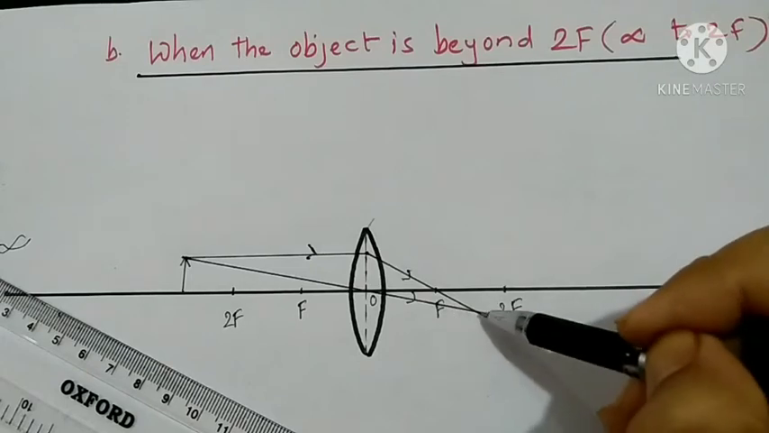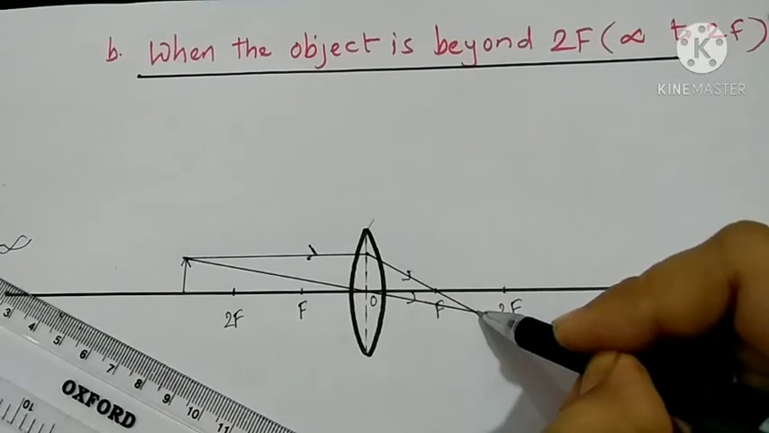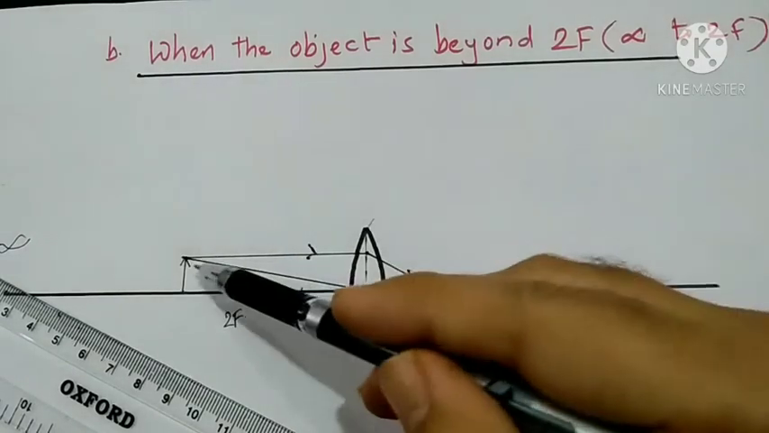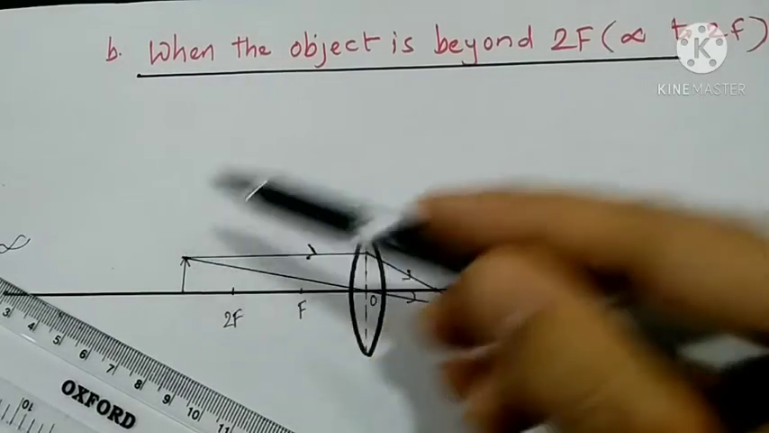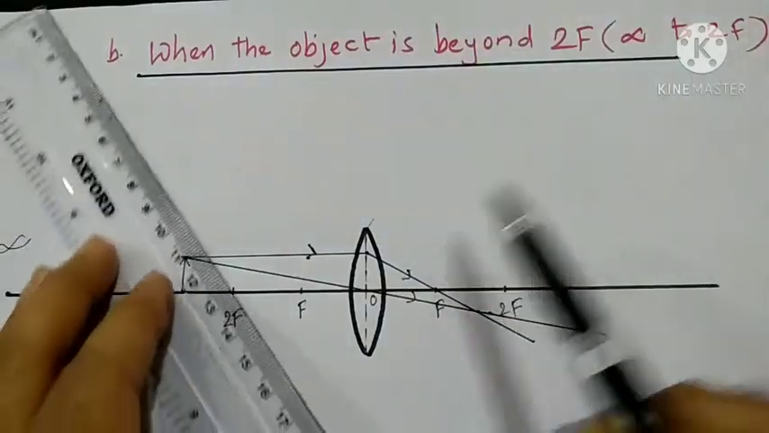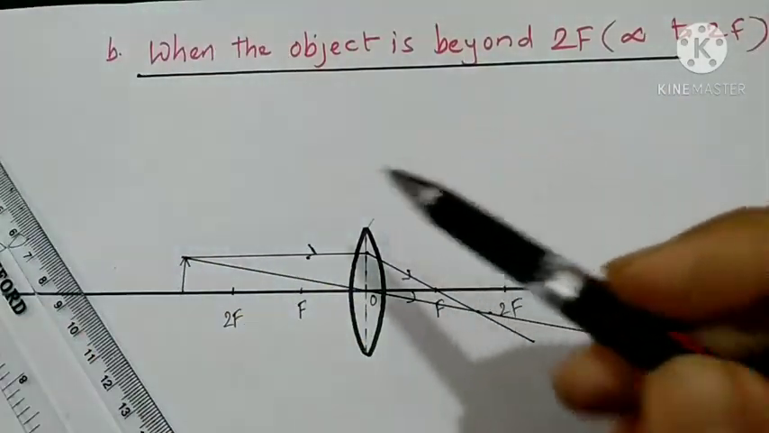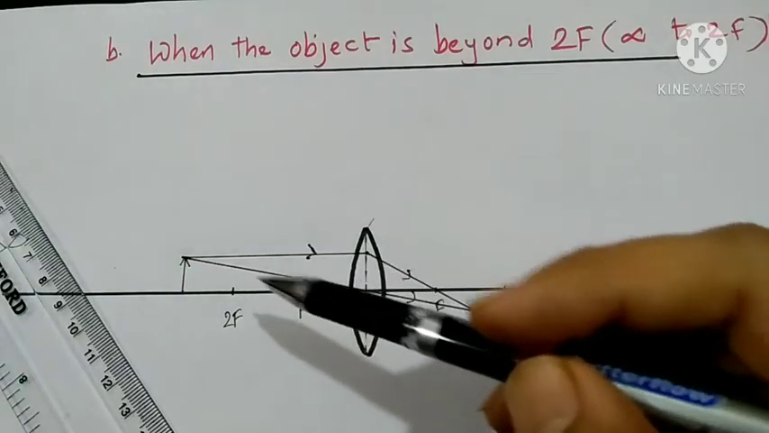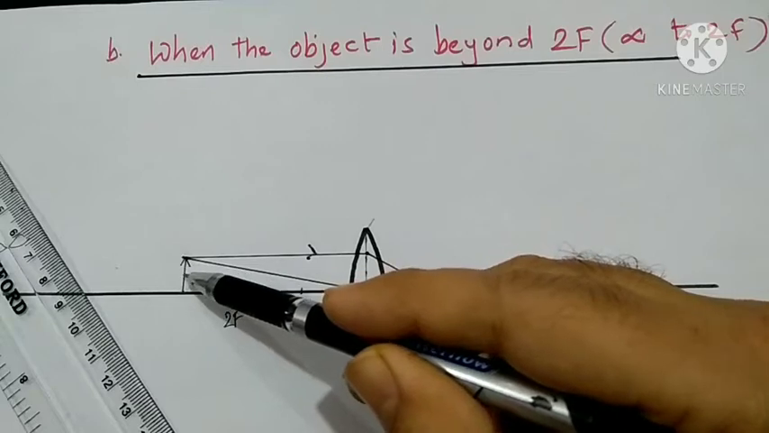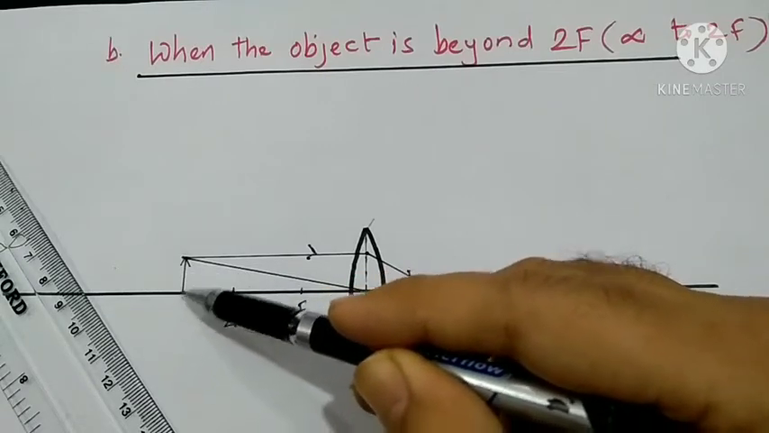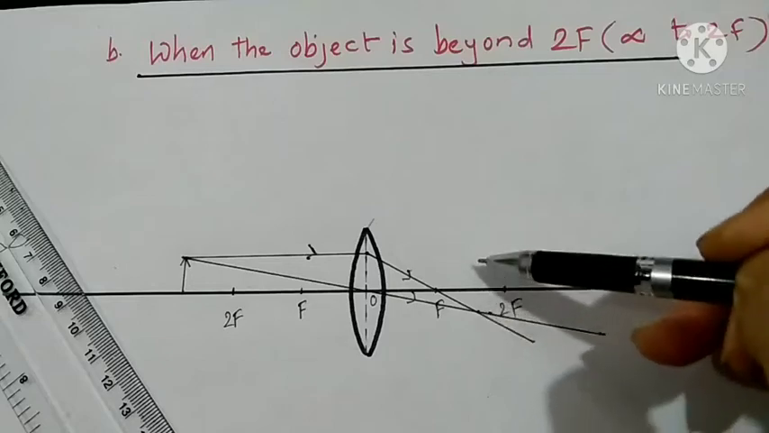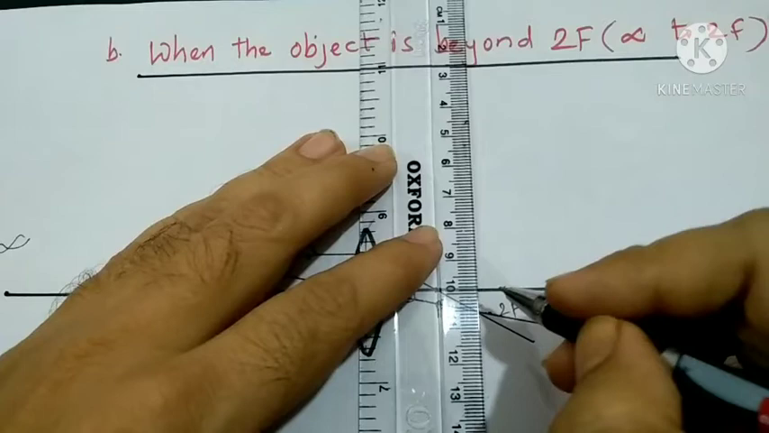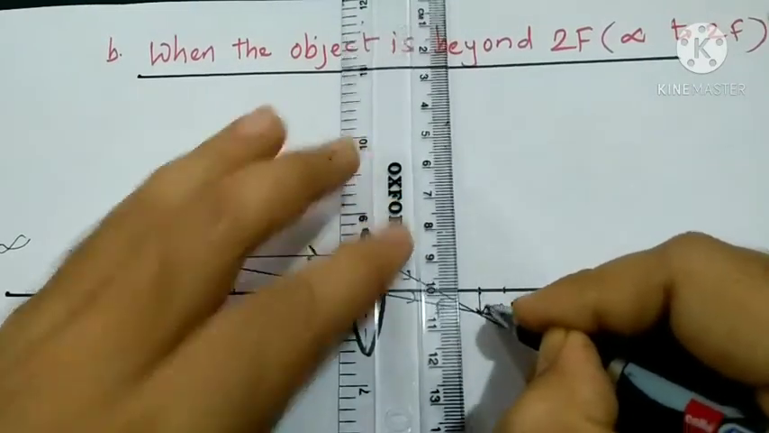So this particular point represents the image of this part of the object, and we can do something similar for the remaining points on the object to get the complete image. So here the image of the object is formed.